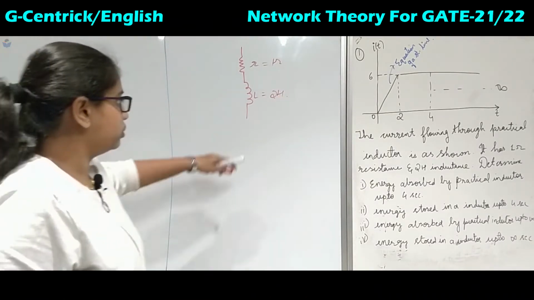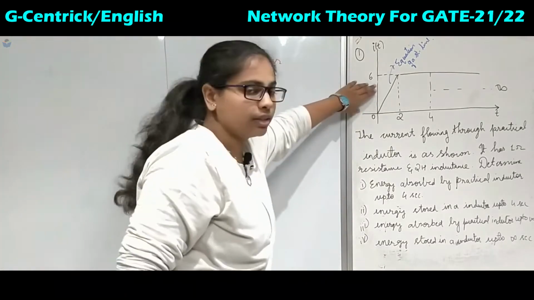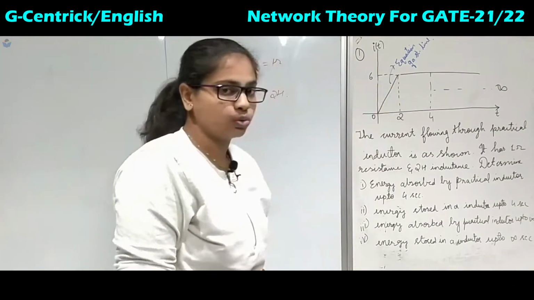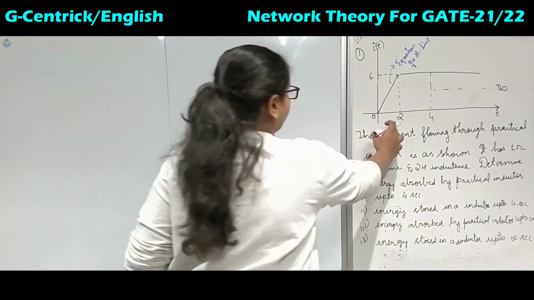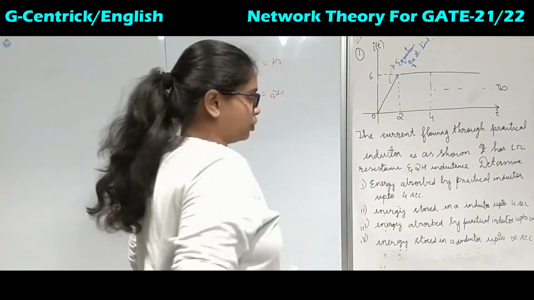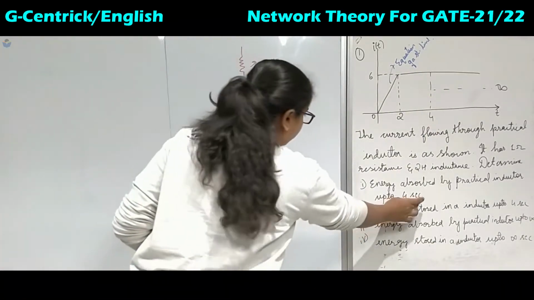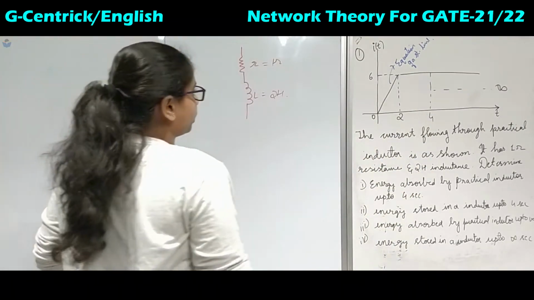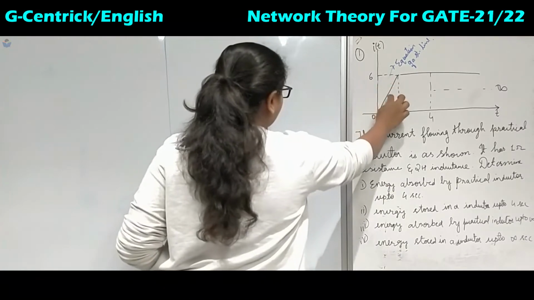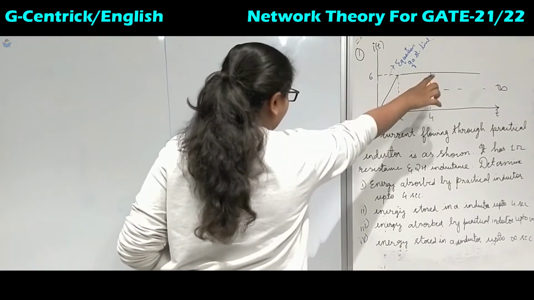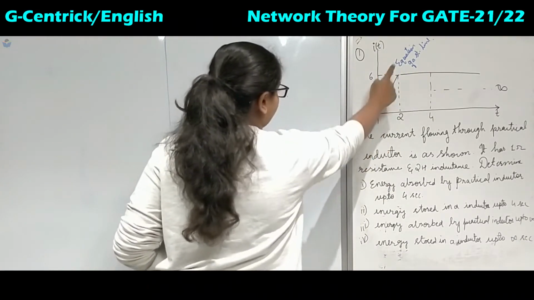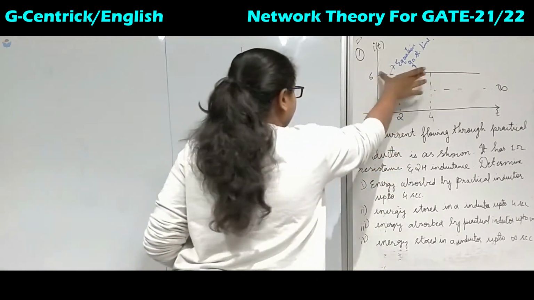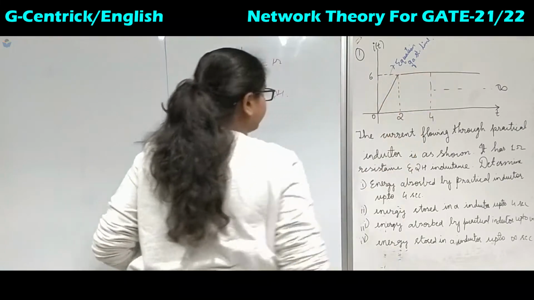Okay. So now if you see the graph, it has a varying nature. Its behavior from 0 to 2 seconds is different and from 2 to 4 it is constant. Okay. But we have to find the energy stored in the practical inductor up to 4 seconds. Since it is of a varying nature, we have to take the equation of a straight line from 0 to 2, then we will take the constant value of 6 from 2 to infinity.